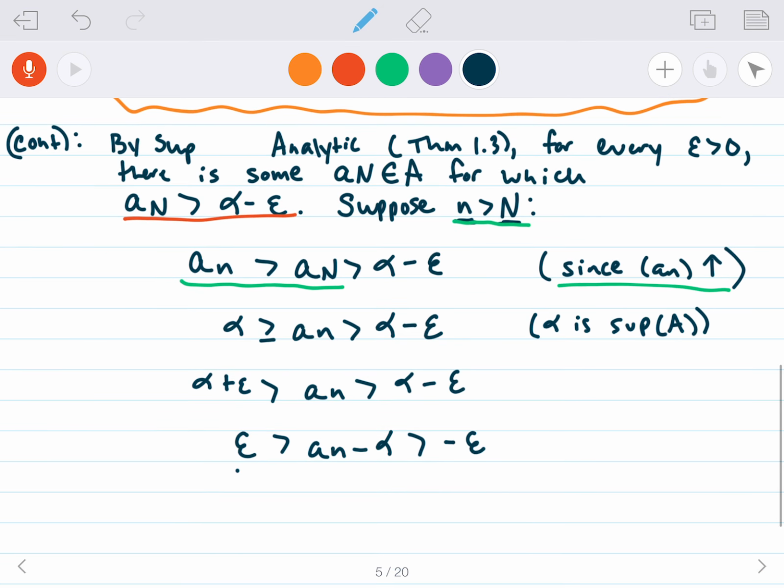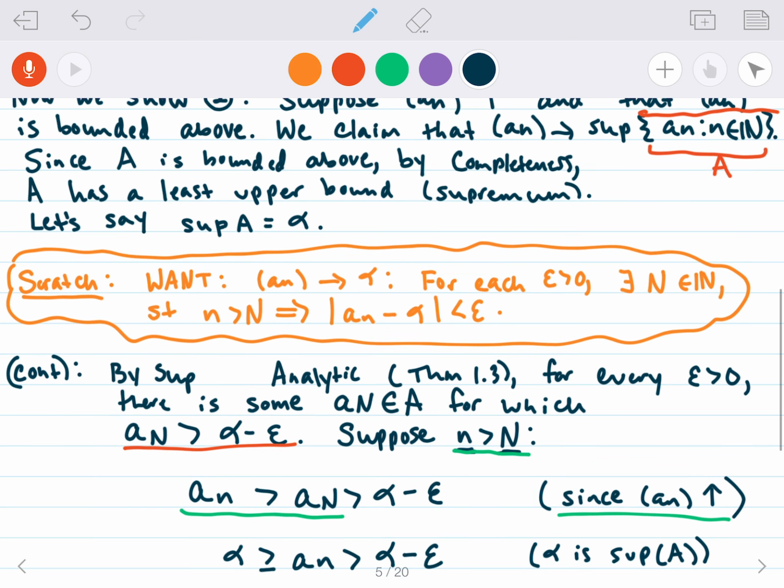And what does this mean? Well, I think it was our very first or second lecture of the course, if we have this situation, this means that we have the absolute value of A sub n minus alpha is less than epsilon.